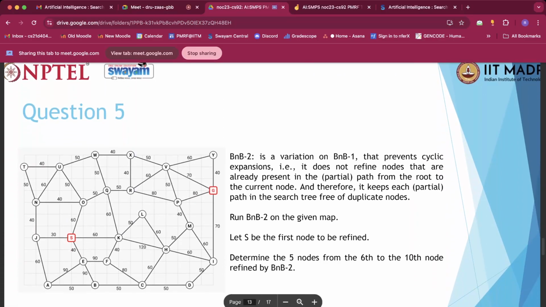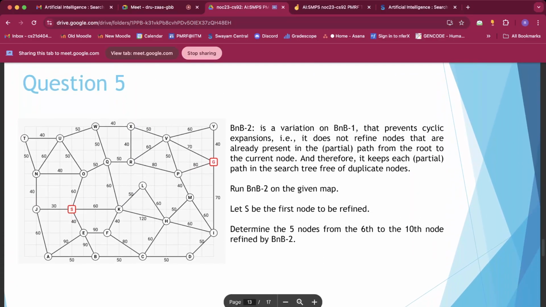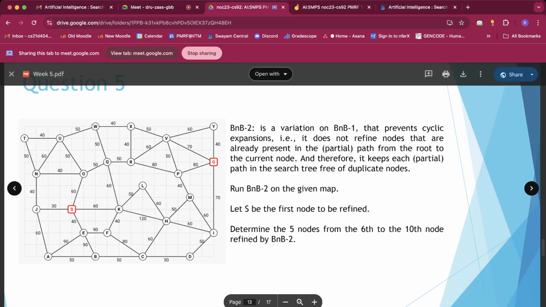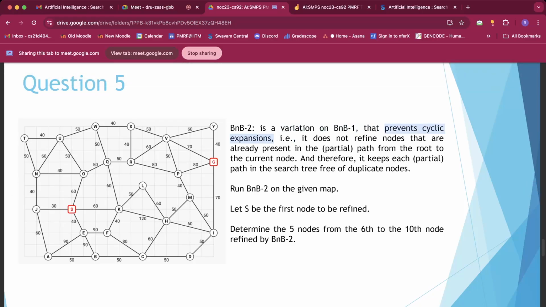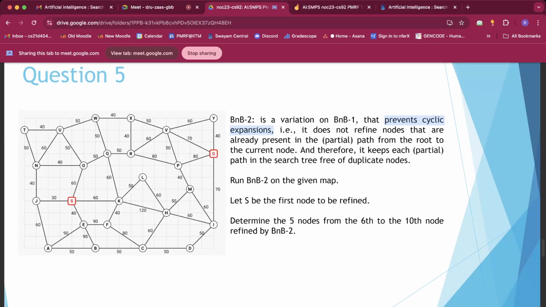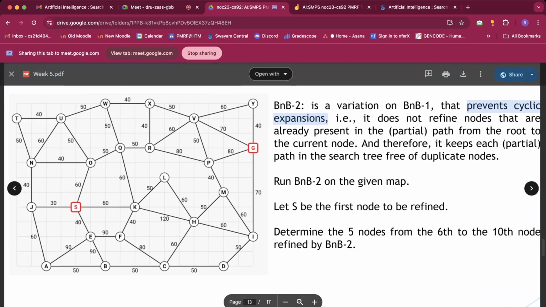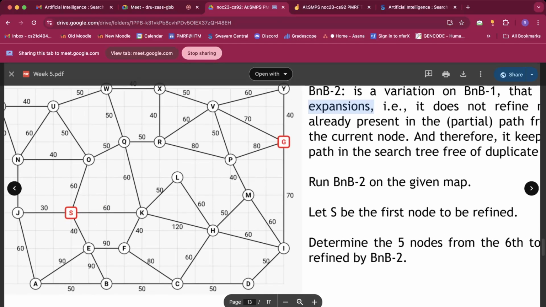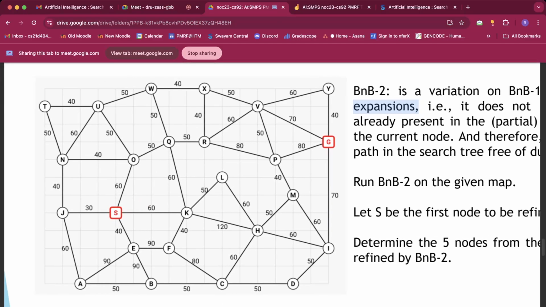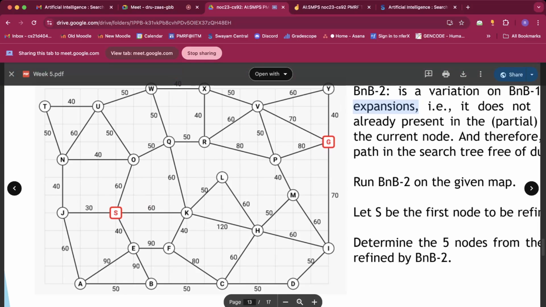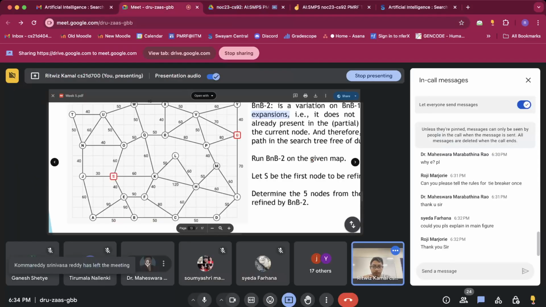The next method that we are going to use is BNB2. Here we prevent cyclic expansions. So a node once visited is not allowed to be visited again in the partial path. Everything else remains the same, just that we are not allowed to do cyclic refinements. So I'll leave this on here for maybe 2-3 minutes, and I'll let you try to draw the search tree and find the solution, and then we can have a discussion on the correct solution.